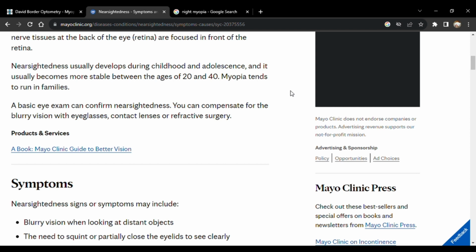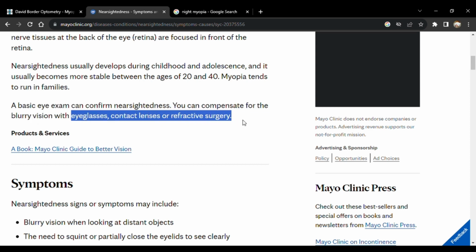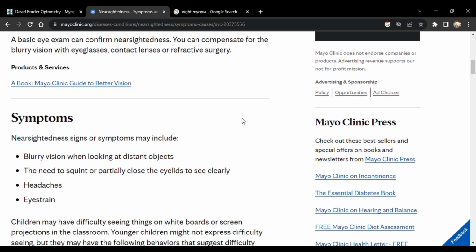Nearsightedness usually develops during childhood and adolescence, and it usually becomes stable by about 22 years old. Then again, you'll have some changes to the vision around 43. Usually those changes are not myopia, but presbyopia. Myopia does tend to run in families. A basic eye exam can confirm nearsightedness. You can compensate for blurry vision with eyeglasses, contact lenses, or refractive surgery. You would need an ophthalmologist in California to do refractive surgery or LASIK.